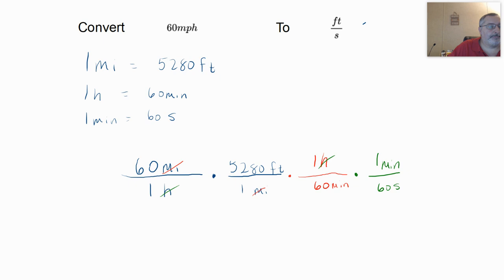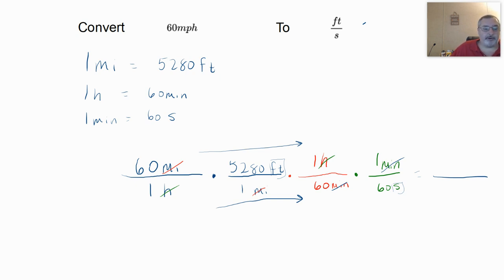And when we do that, the minutes will cancel, leaving us only seconds. So that's one of our units, and then feet is the other one. So now it becomes a multiplication problem. We multiply left to right. And then we get a fraction that we then divide to get our final answer.